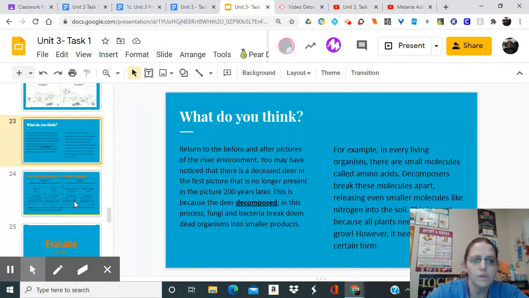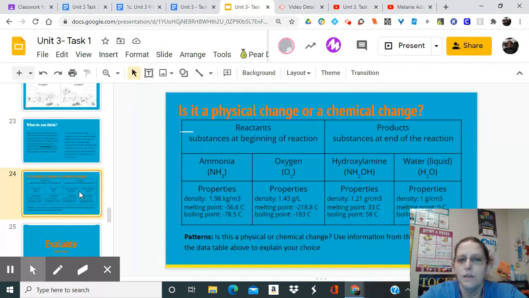Okay, so what you're going to do is just like we did with our practice, you're going to tell me, is this a physical change? Is this a chemical change? All the information you need is right here. Okay, the reactants are ammonia and oxygen. So those are the air and the ammonia took that body of the deer and it started breaking it down, breaking it down, breaking it down. Okay. Then the end product would be hydroxylamine. I don't know how to say that. And then water. Okay, so that broke that down and then it kind of disintegrated basically, except for the bones.